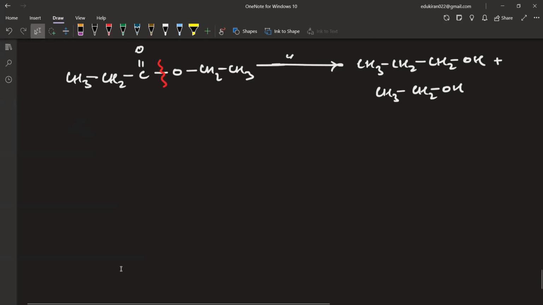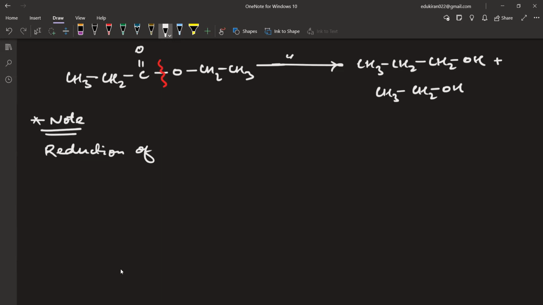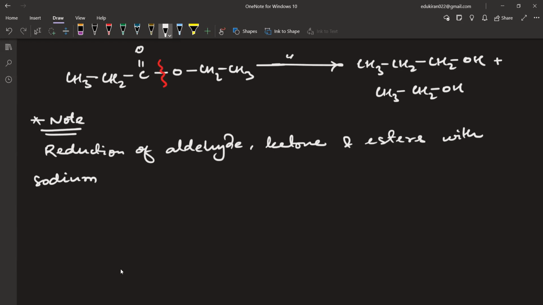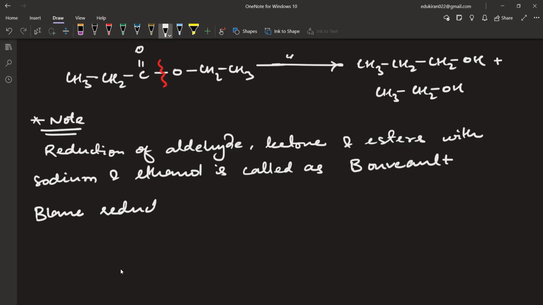एक पॉइंट लिख लीजिए जो शायद आपको काम आ जाए कहीं. Please write a note here: Reduction of aldehyde, ketone and esters with sodium and ethanol is called as Bouveault-Blanc reduction. ठीक है.